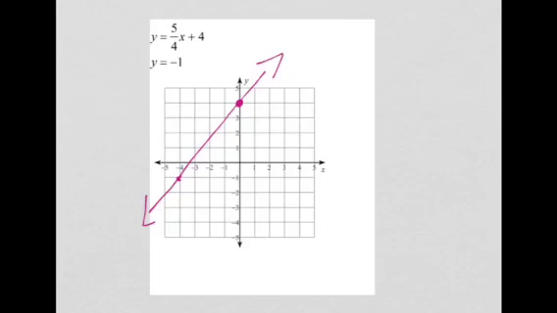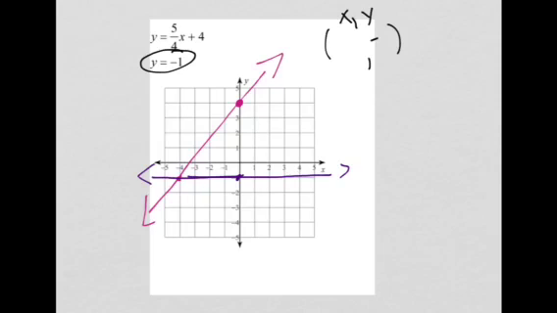Now, y equals negative 1. So I'm going to go to negative 1, put a dot. It doesn't say anything about x. So this is a 0 slope line across the y-axis at negative 1. Since it already tells you y equals negative 1, I know that that's going to be in my answer.